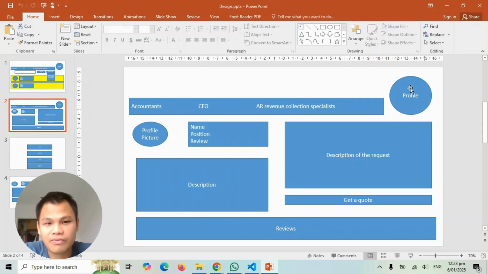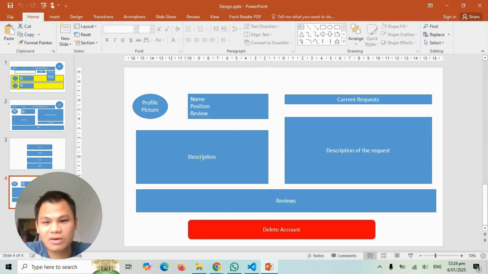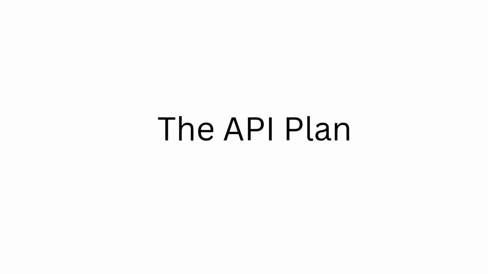Now when you click the profile and if you haven't logged in, you will get to a page where you can enter your login email and password. If you want to log in you click log in, otherwise you click register so you can be registered. And when you log in you will be able to view your own page, which looks like this, and it has a description and all the things. And if you want to delete your account, you can also delete your account as well.